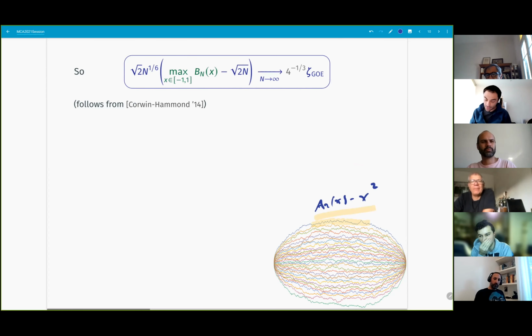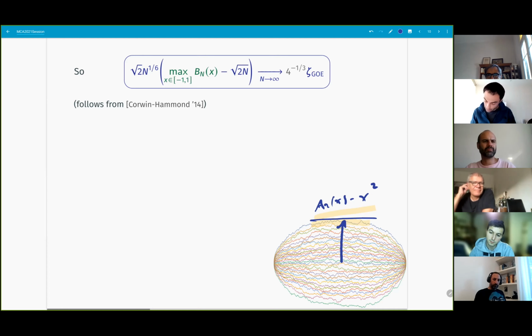So what that tells me, if you put in the scaling, is that if I look at this maximal height, which is what's on the left-hand side of this convergence, I take the maximal height of my Brownian motions, I subtract the expected height, which is around √2n, and then the fluctuations are of order n to the minus a sixth. If I do this, what I get is convergence to this Tracy-Widom GOE distribution. You have to do something to show that the limits commute, but this can be done.